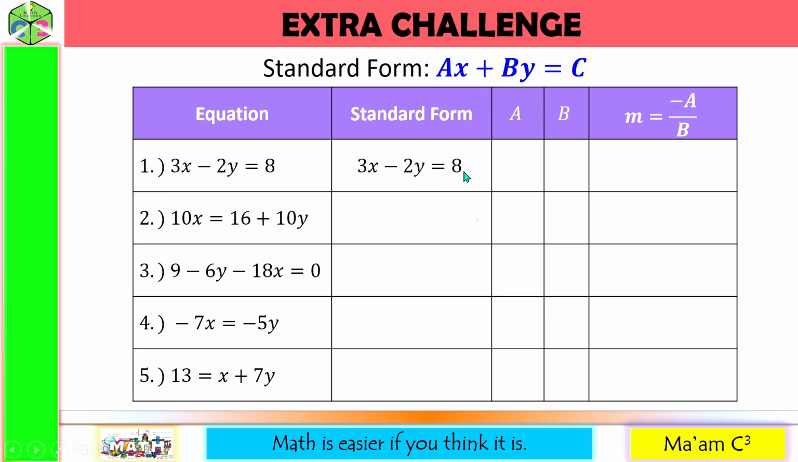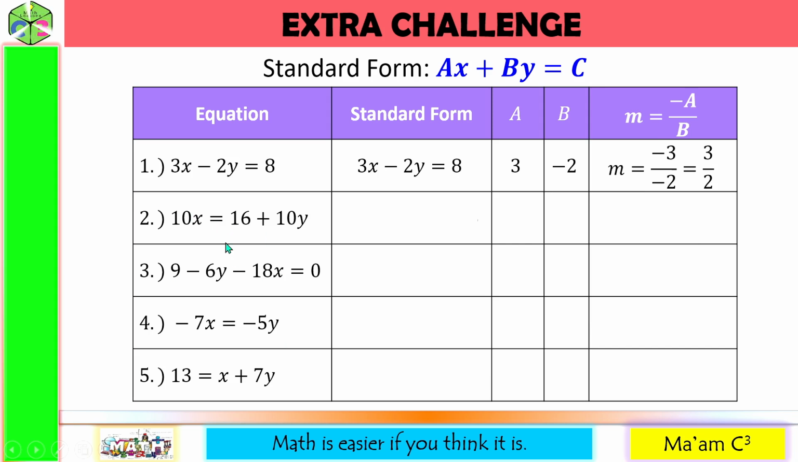And then from here, let us determine our a, and that is 3. Our b is negative 2. Now, our slope would be the negative of 3 divided by negative 2. Negative over negative is positive, so our slope is 3 over 2.